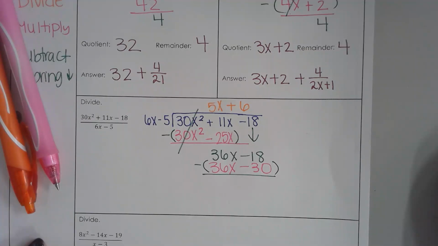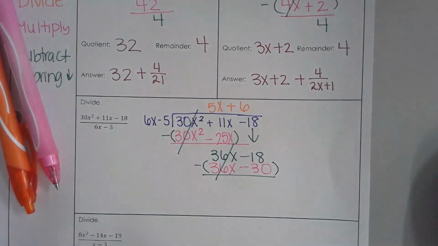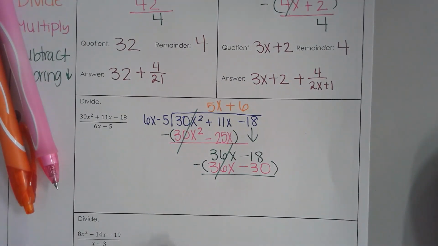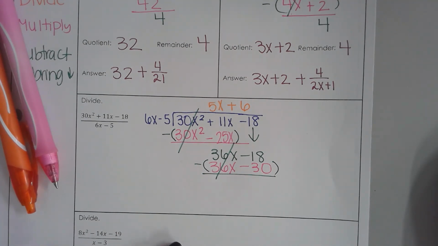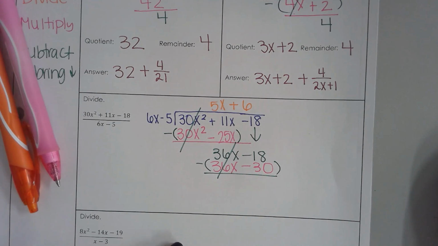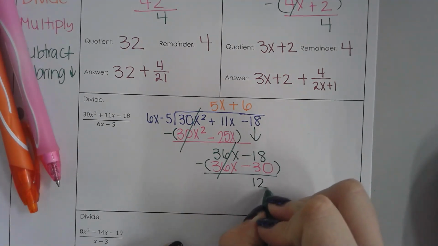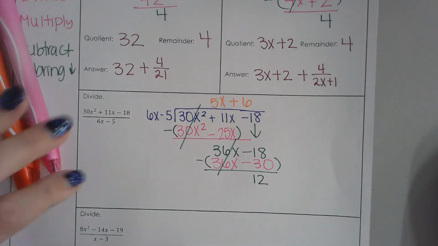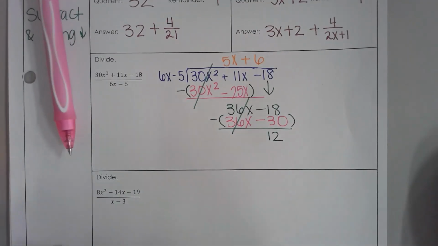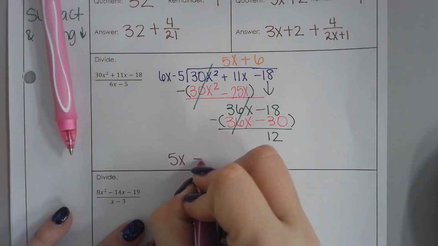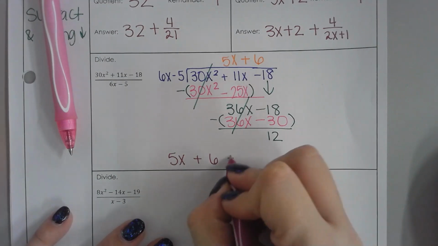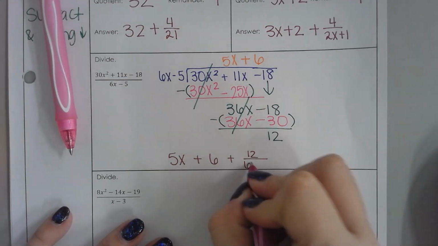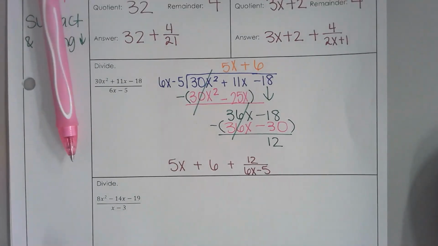36x minus 36x cancels out. Negative 18 minus negative 30 is what? 12. Good. And there's nothing else to bring down, so I'm done. My final answer is 5x plus 6 plus 12 over 6x minus 5.